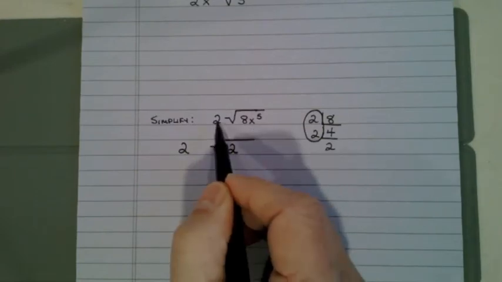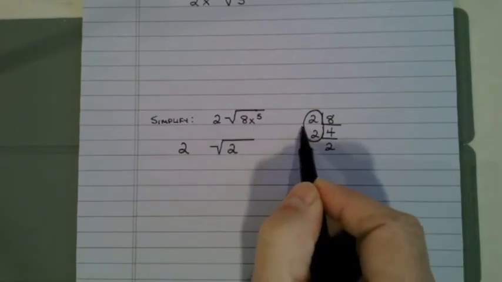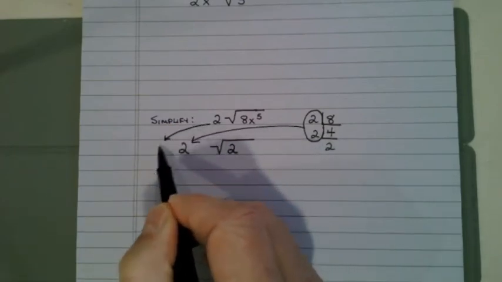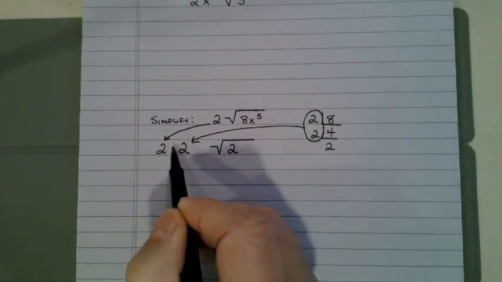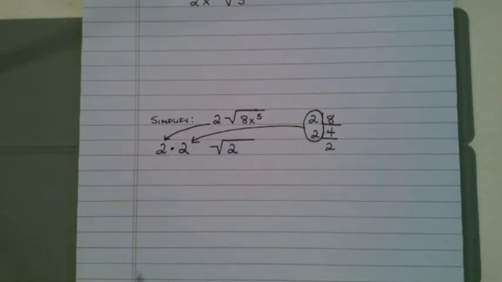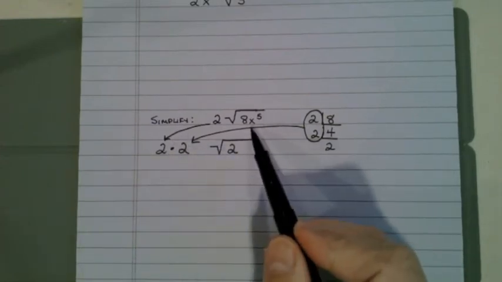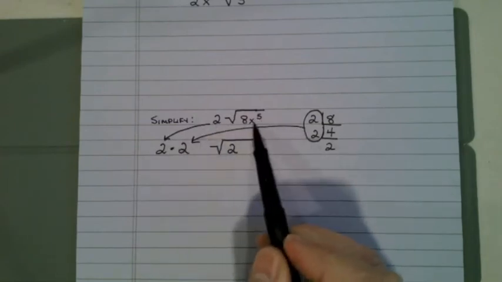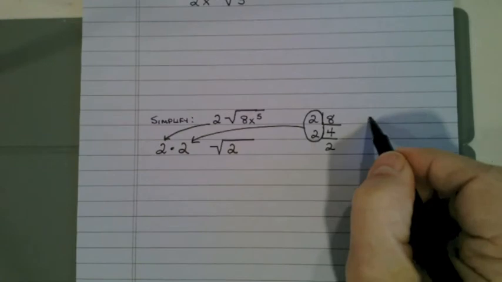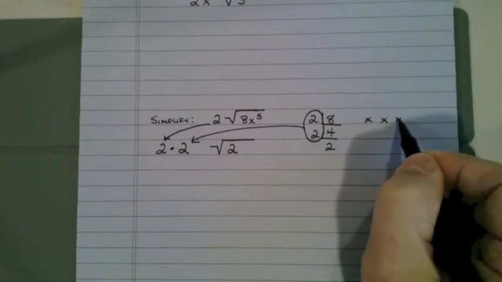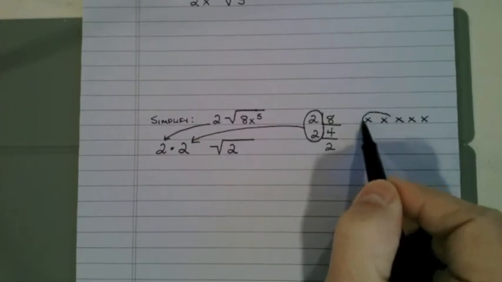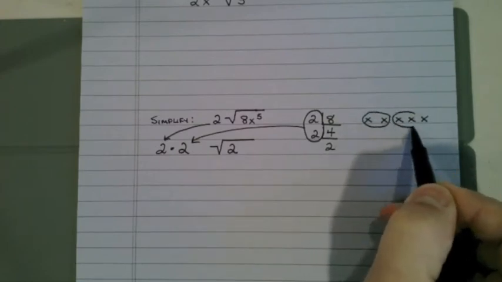Notice I already have a 2 out here. So this 2 right here came from that pair. I need to make sure that I write this 2 that's already out there as well. And remember, those are going to get multiplied together. Now I need to deal with these variables right here. Got all the numbers in the right spot. Let's deal with these x's. 1, 2, 3, 4, 5. I'm going to pair them up. There's a pair, and there's a pair.